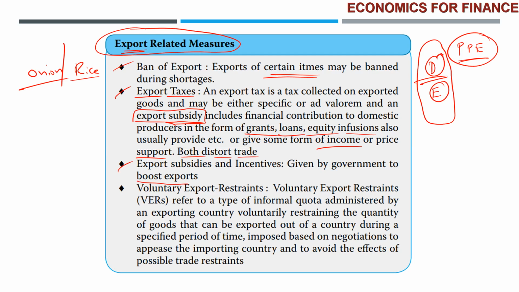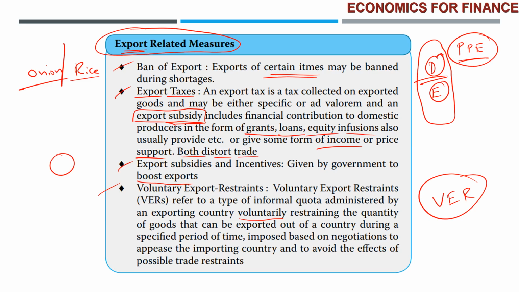Now, another important short note question is VER, that is voluntary export restraints. Very important short question. What is VER? Voluntary export restraint. What are those? They are a type of informal quota administered by an exporting country. The exporting country is putting a restriction on itself. It is not putting a restriction on import, by the way. It is putting a restriction on itself. Which one? The exporting country. Voluntarily. That is why we are using the word.